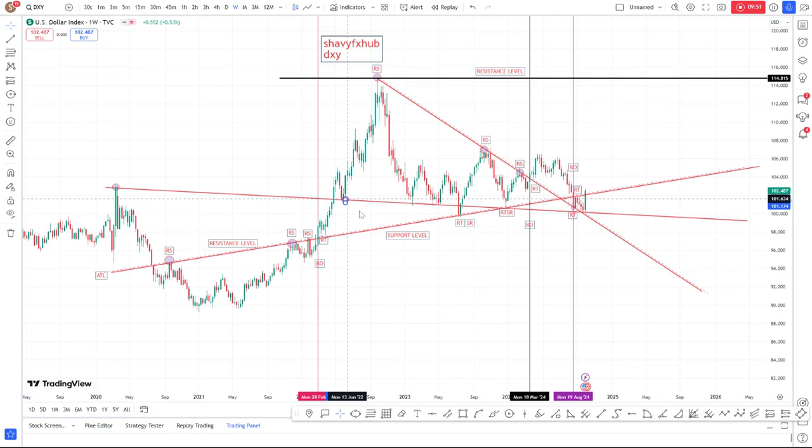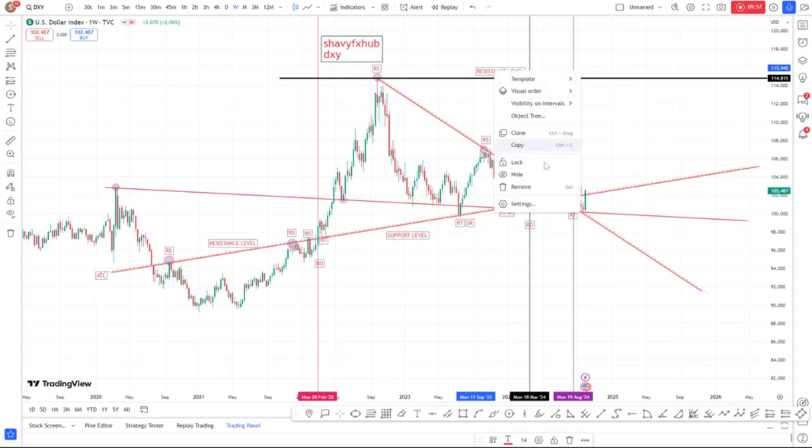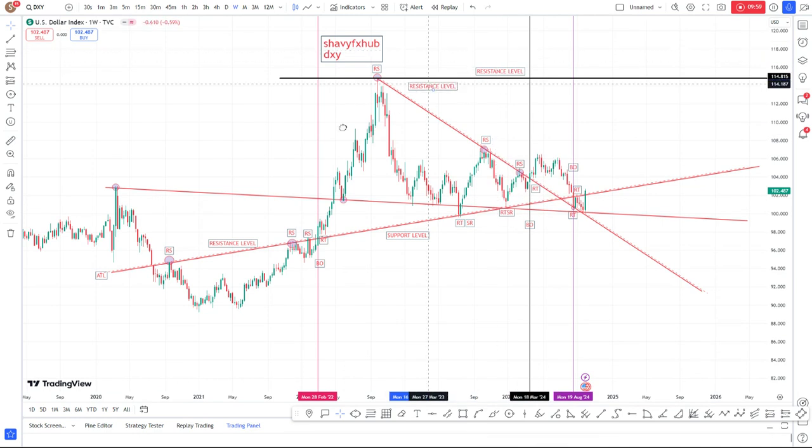So you can see we have another support structure broken. This is a resistance level, a resistance level broken. You see, this is a candle that broke the structure. Price came back on retest. I want to label it as RT and see how it plays subsequently into the zone.